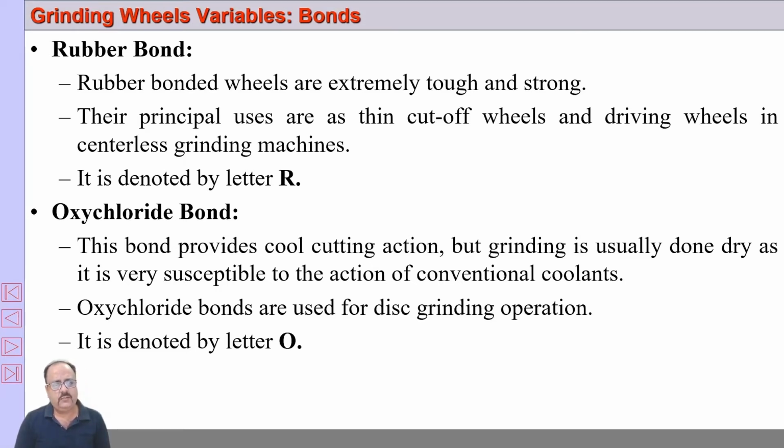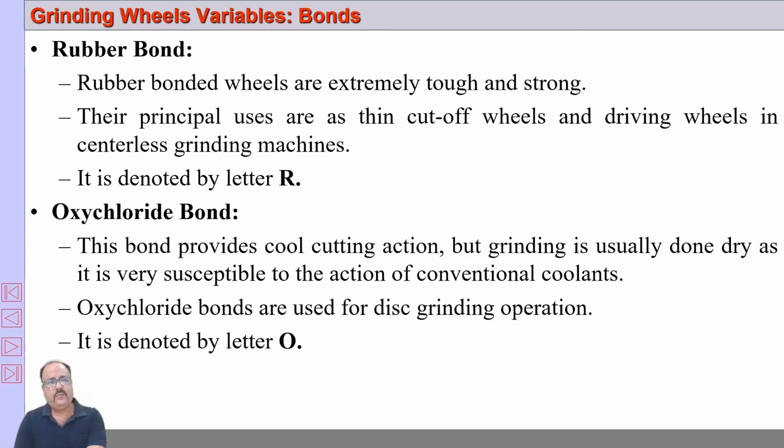And oxychloride bond is basically oxide and chloride of magnesium, and these are used in this grinding operation. It gives a cool cutting action, but it should be done dry, and it is susceptible to the action of conventional cutting fluids. It is denoted by letter O. So these are the various bonds that are used for aluminum oxide and silicon carbide.